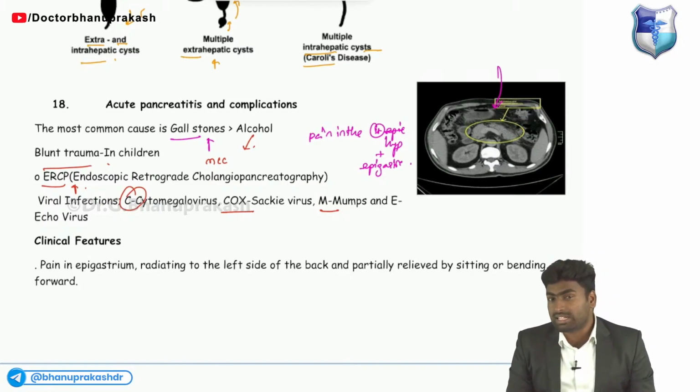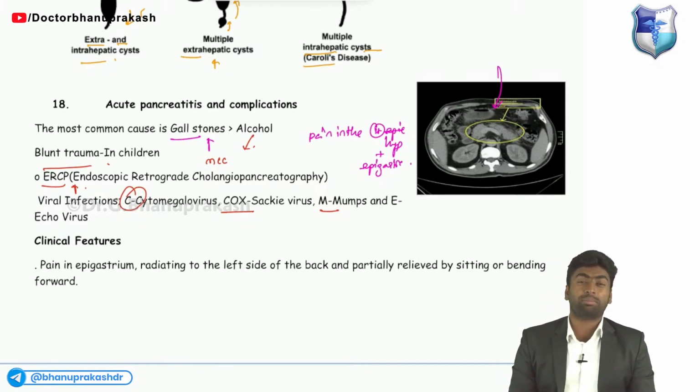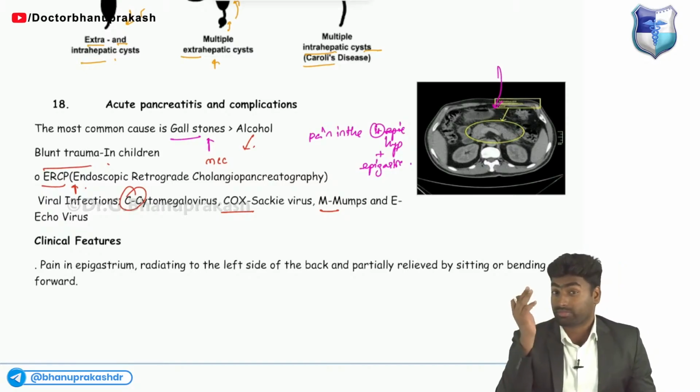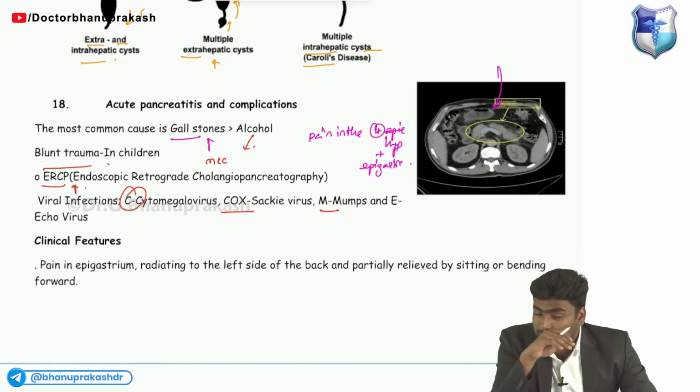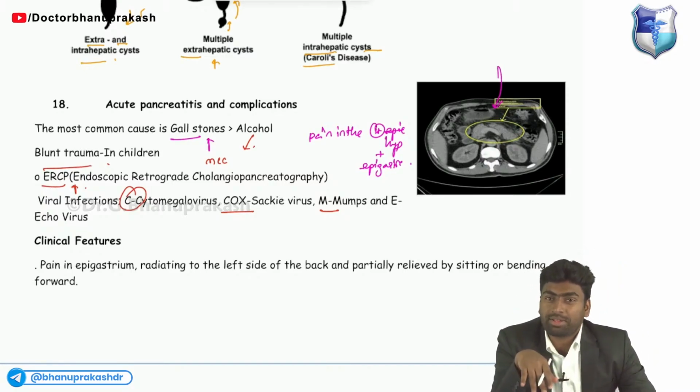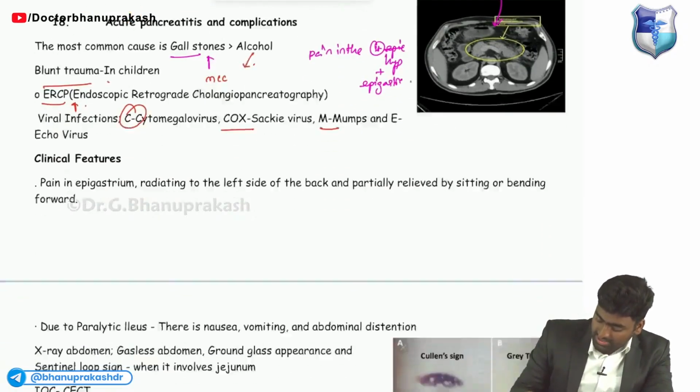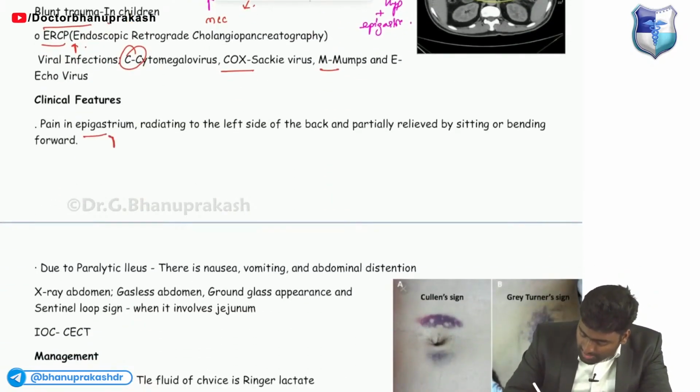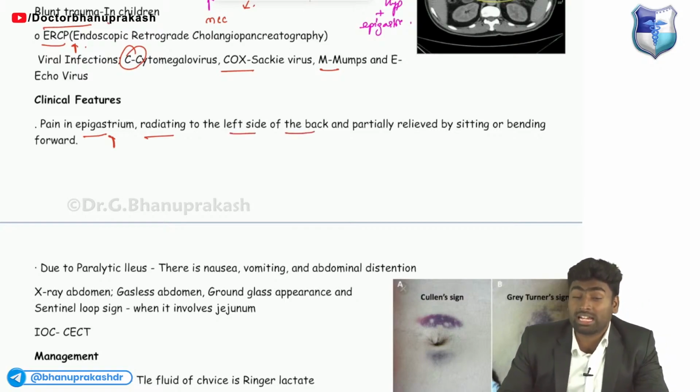So in such scenarios or in such cases, what will happen is that we need to go via the pancreatic duct only. So this may damage the pancreas and can cause pancreatitis. Fine. So this is the pain in the epigastrium, and it is radiating to the left side of the back, especially, and it will be relieved by sitting.